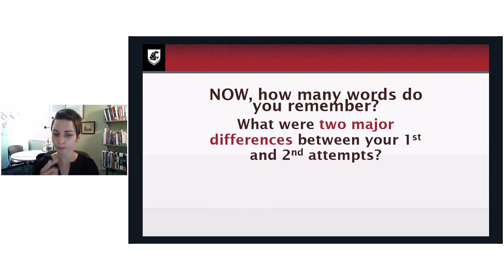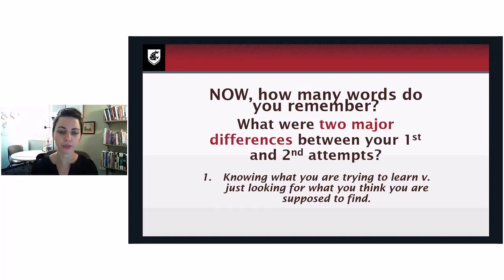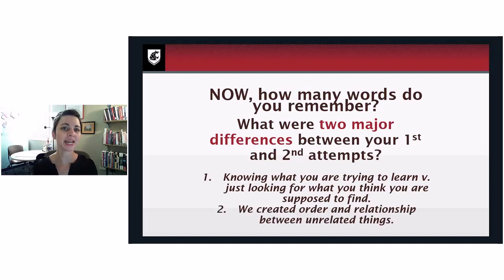So what was different? What did you do differently? Well, the first time you were just searching for something. You were just trying to find what I told you to find. You weren't really trying to look at the relationships between the words and see the bigger picture. The other thing that was different is that you were creating order and relationship among unrelated things the second time. The first time you were just looking for that one thing. So how does this explain what metacognition is?